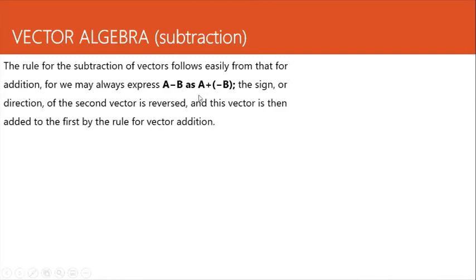Kaya equal din lang din yan sa equation na to na A minus B is equal also as A plus negative B. Then the sign or the direction of the second vector is reverse. Naka-reverse lang yung sign. Okay? And this vector is then added to the first by the rule for vector addition. Okay? Since na-reverse mo na siya, magiging positive na lang to, magiging addition na lang din siya. Or vector addition. Since yung second vector is naka-reverse na siya.